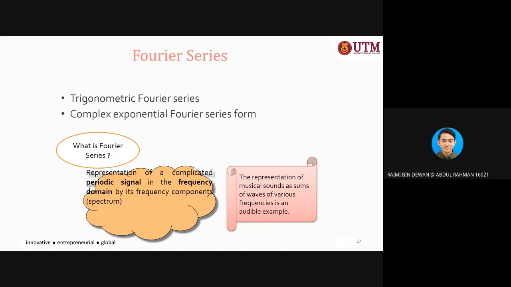our normal periodic signals. The presentation of musical sound as a sum of waves of various frequencies is an audible example. When someone is speaking, someone speaking actually has a lot of frequencies, a sum of waves of various frequencies. So sometimes when you speak, it can become like 20 hertz, 30 hertz, something like that.